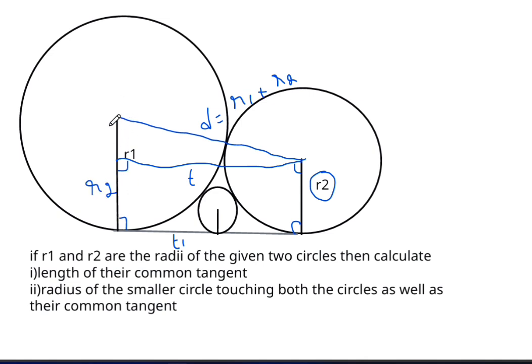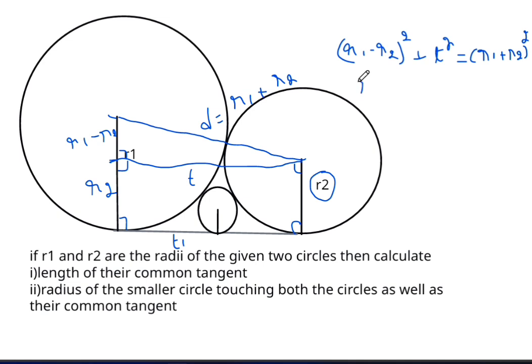Now, since the whole length is R1 and this smaller part is R2, the remaining length will be R1 minus R2. And since the straight line is 180 degrees, the remaining angle shall be 90 degrees. And now we can use Pythagoras theorem to find the length of their common tangent using (R1 minus R2) square plus T square is equal to (R1 plus R2) square.